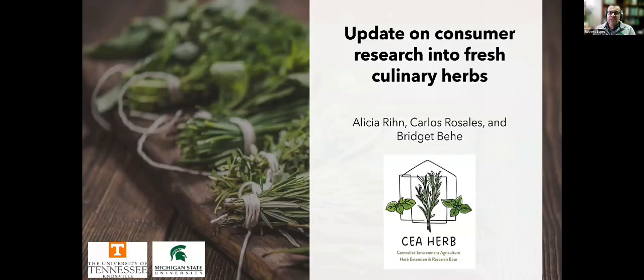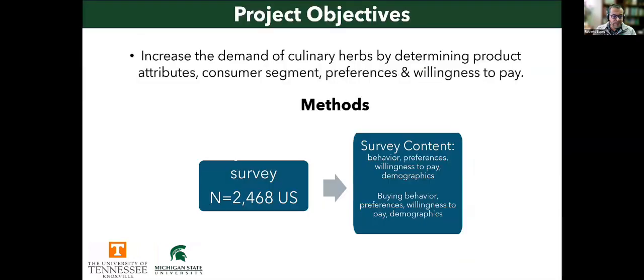Okay, so we are going to look at what Alicia, Carlos, and Bridget have been working on over the last year. And really their overall goal in the research that they've conducted over the last year is to determine, again, those product attributes, the consumer segments that are purchasing culinary herbs, what they're looking for, and most importantly, what they're willing to pay. So they conducted a very large survey across the US, nearly 2,500 participants.